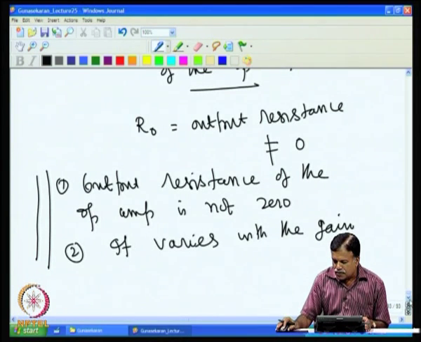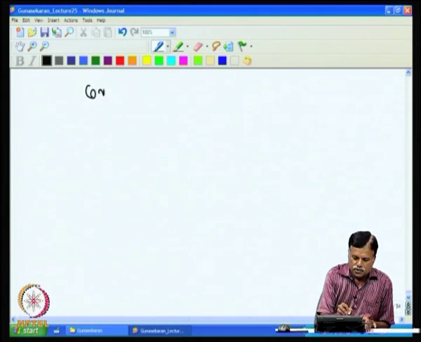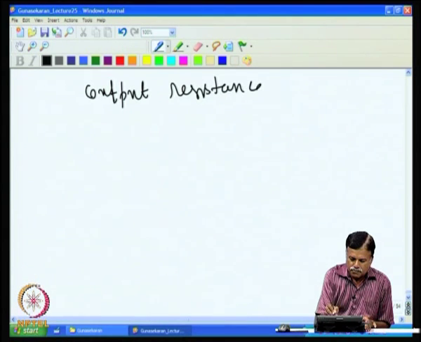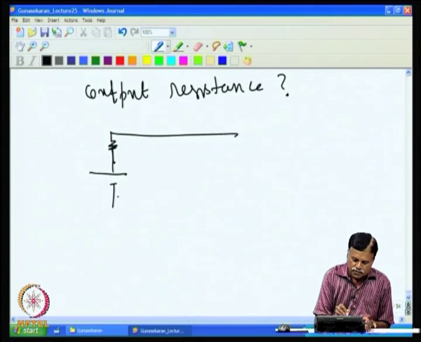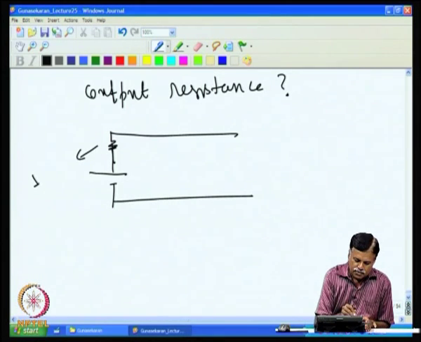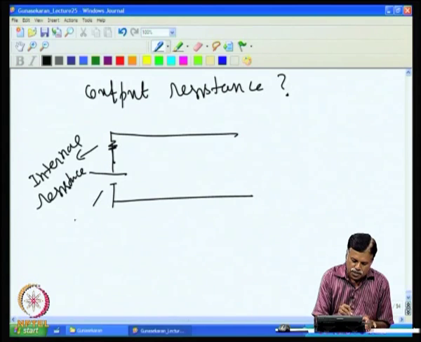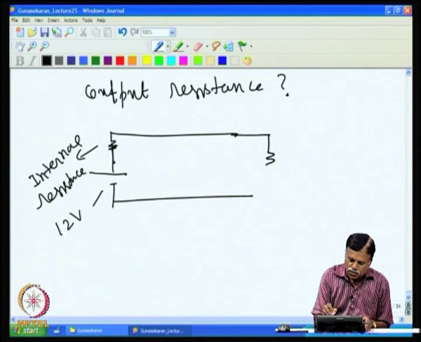Let us first see what we mean by output resistance. Before getting into the output resistance of the op amp, let us see what output resistance is. If I have a source, it has a resistance that we call the internal resistance. For example, this is a battery, and it has its own internal resistance. Say this is a 12 volt battery source with its internal resistance, and then we have a load here.